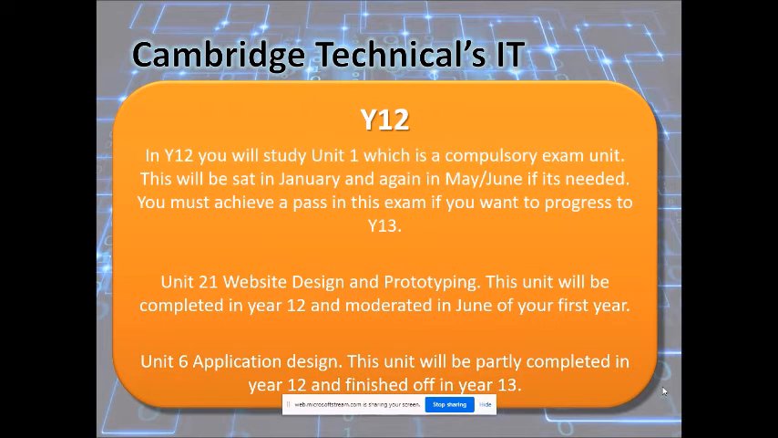So looking a bit deeper into it, in year 12, we do the Unit 1 exam. We start teaching that as soon as we're coming in year 12, and we sit the exam in January. If you don't do very well in the exam, we can have another go at it, which we can do in May or June when the exam board set it. But you must achieve a pass in that exam if you want to progress through to year 13. Anything less than a pass, you won't be allowed to continue through.